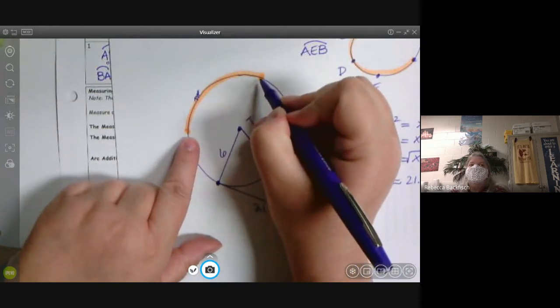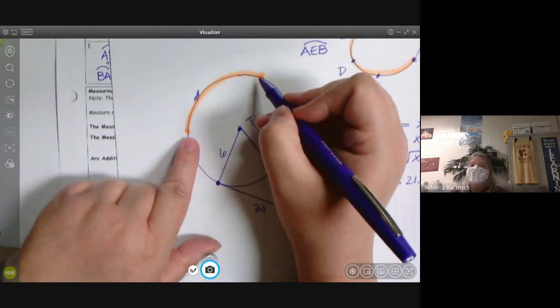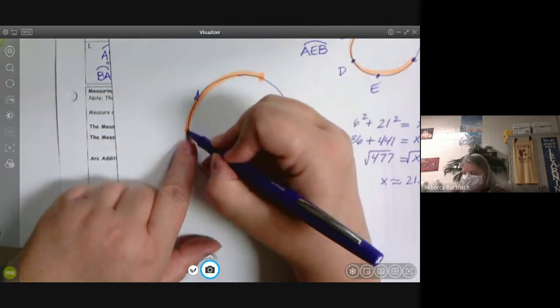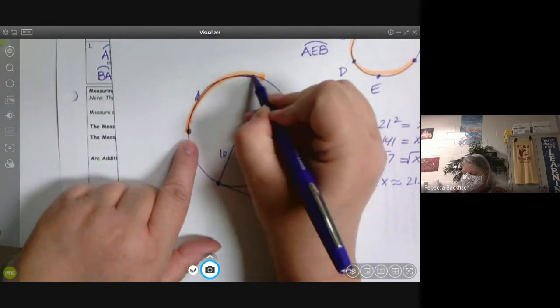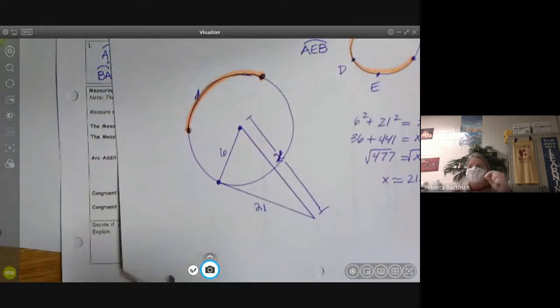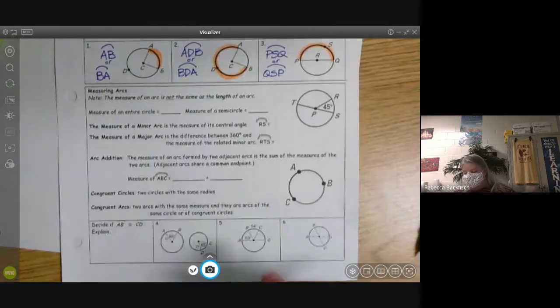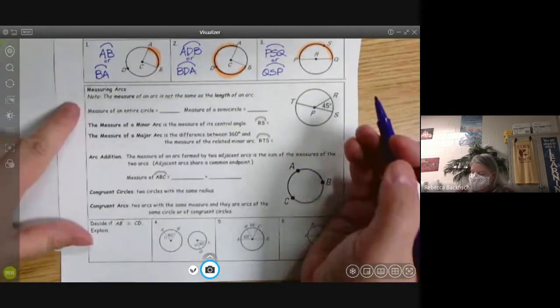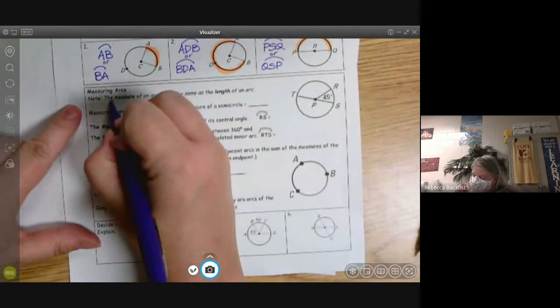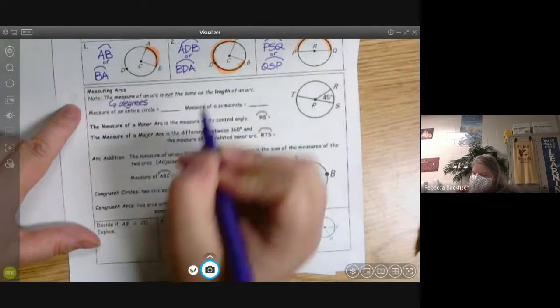If I ask you how far the ant walked, that would be something like centimeters or inches. That would be like taking a string that goes from here to here, tracing my way around the circle on a string, and then picking up the string, straightening it out and measuring it. That's arc length. That's not what we're doing right now. We're talking about degrees. So the measure of an arc is in degrees. It's how much of the whole circle this arc takes up.